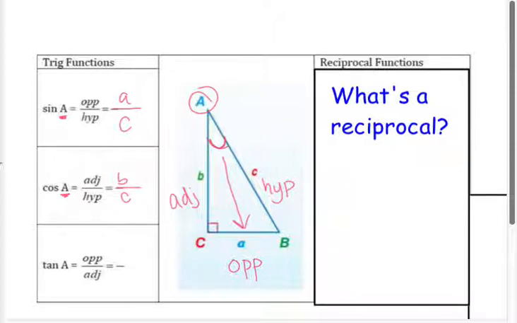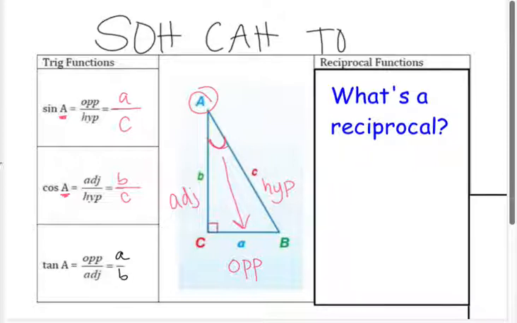And lastly, tangent. Tangent is opposite over adjacent. My opposite is A. My adjacent is B. So it's A over B. And just remember, SOH CAH TOA. Remember, sine is opposite over hypotenuse. Cosine is adjacent over hypotenuse, and tangent is opposite over adjacent.